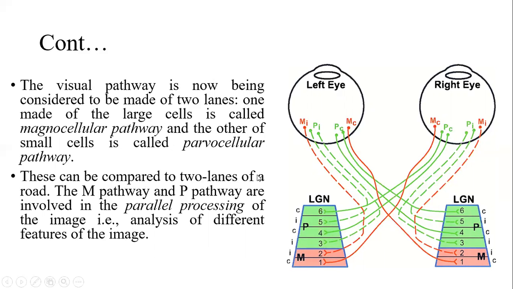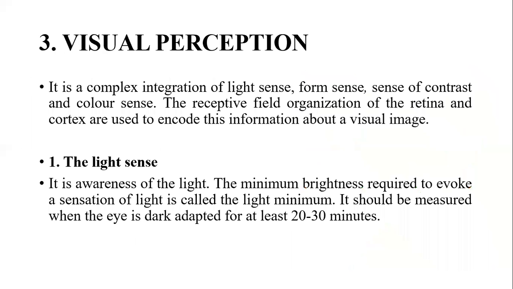This can be compared to lanes of a road, and the M pathway and P pathway are involved in the parallel processing of the image and analyze different features of it. So the function of it, they help in the processing of the image and different features of the image.